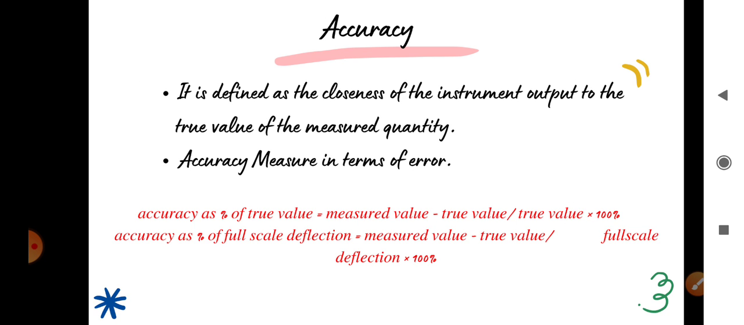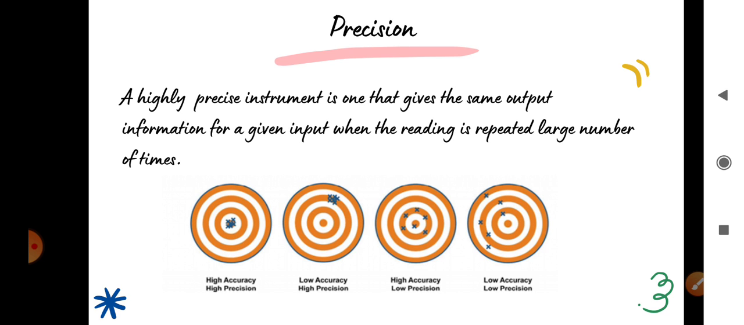Now accuracy. Accuracy is measured in terms of the error. So error is nothing but the measured value minus true value. It is the closeness of the instrument output to the true value of the measured quantity. Now precision. A highly precise instrument is one that gives the same output information for the given input when the reading is repeated a large number of times.